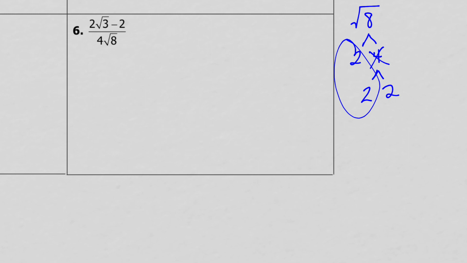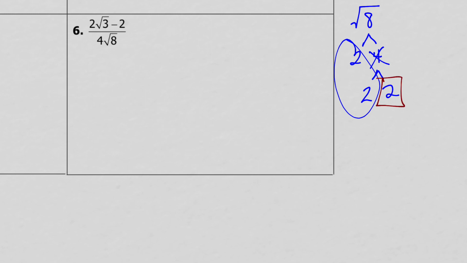Let's do number 6 now. Okay, again, this square root of 8 in the denominator can simplify. So let's simplify square root of 8 over here. It's 2 times 4, and 4 is 2 times 2. So I have a pair of 2's, and then this 2 left in the radical.